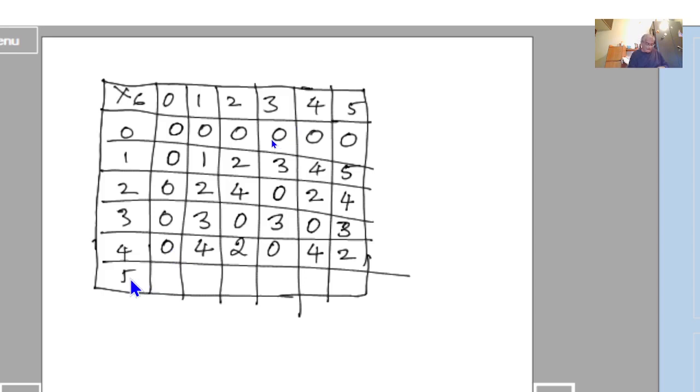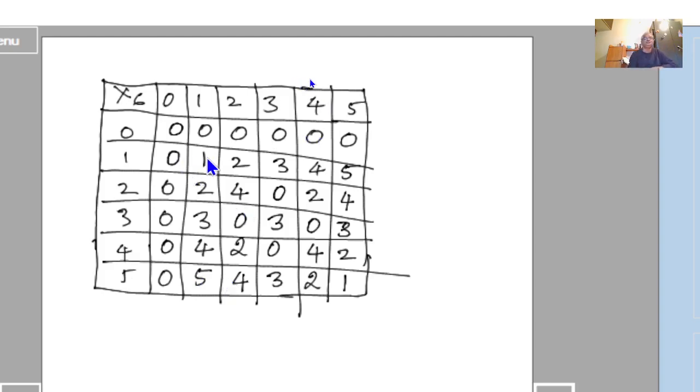Then from 5, 5 into 0 is 0, 5 into 1 is 5, 5 into 2 is 10, remainder is 4. 5 into 3 is 15, remainder is 3. 5 into 4 is 20, remainder is 2. 5 into 5 is 25, remainder is 1. So this is the multiplication table.